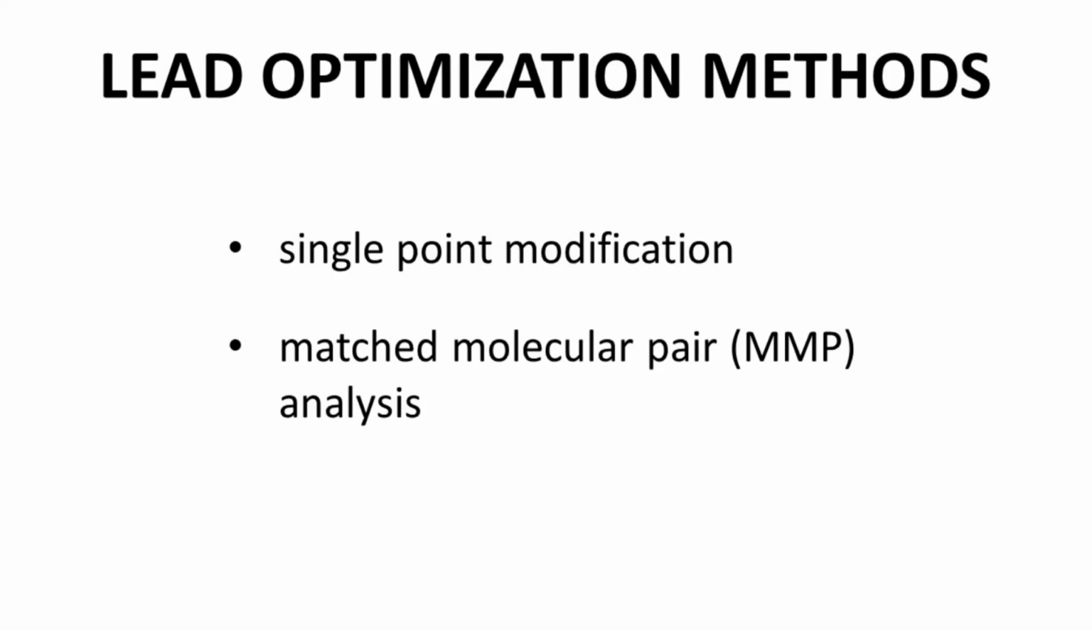There are a few methods or approaches for teasing trends out of structure-activity results. Two of the most frequently encountered methods are the use of single-point modifications and matched molecular pair analysis, or MMP analysis. Both are methods for trying to control for variables and accelerate the lead optimization process as much as possible. Let's talk about both methods.